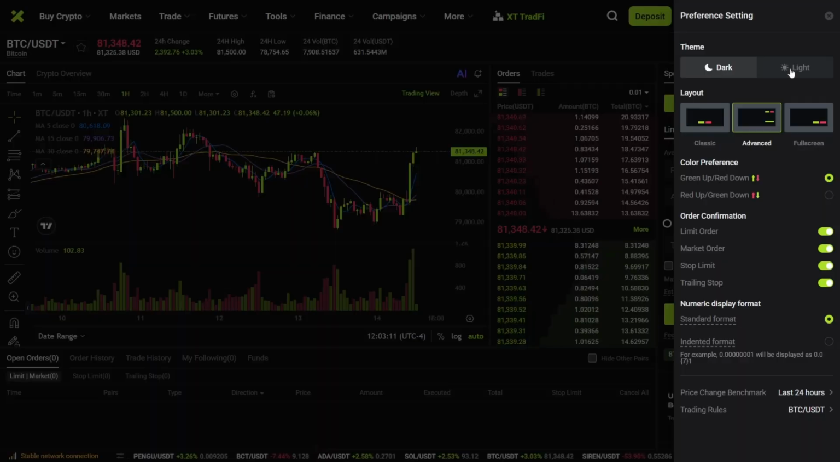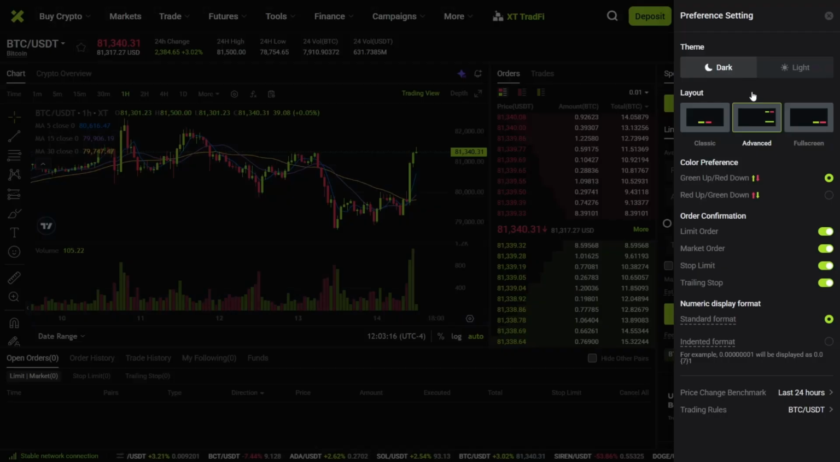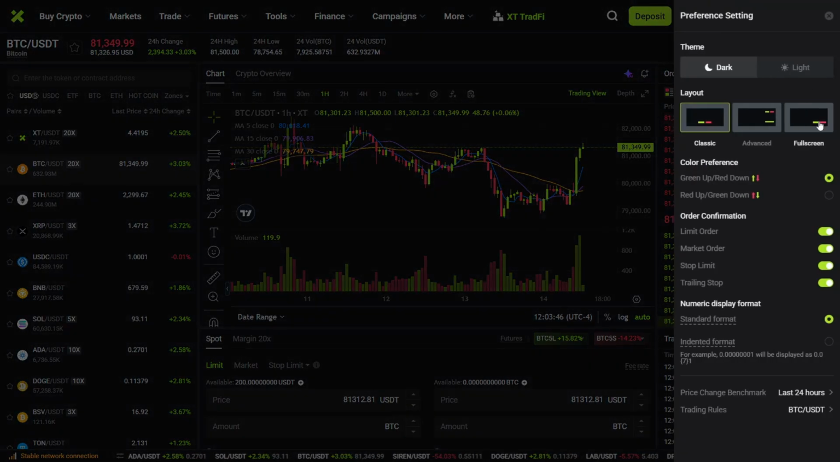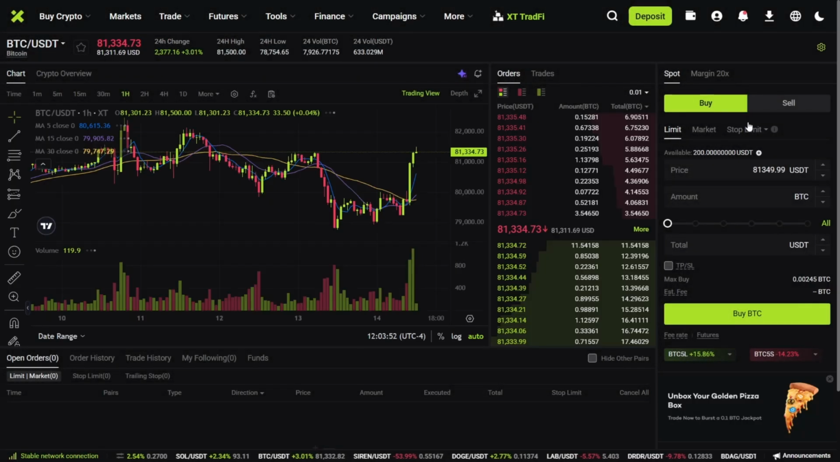Right now we have dark. If you like light, you can do that, but I prefer dark. And you could choose the layout of your spot trading dashboard. Right now we have advanced, you can use classic, or you can also use full screen. It really just depends on what layout you prefer, but for this tutorial, we're going to keep it on advanced.